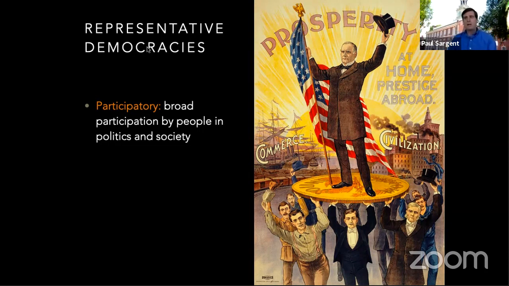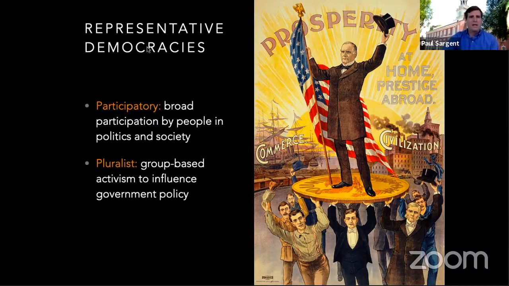Okay, so some types of representative democracies. There's a participatory democracy. So this means lots of people are participating. They're involved in all forms of political participation. There's a whole lot of it. Then there's also a pluralist form of representative democracy where really it's more groups. Think interest groups, political parties, those sorts of things. They're the ones who are going to be more influencing government policy. And then there's elite representative democracies where really there are only a few groups who are able to get their voices heard inside of a government.